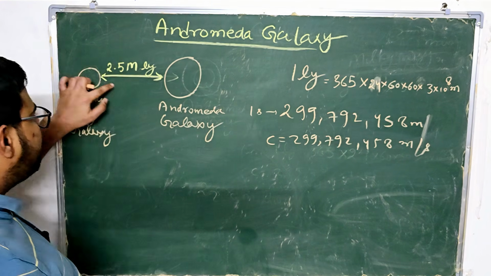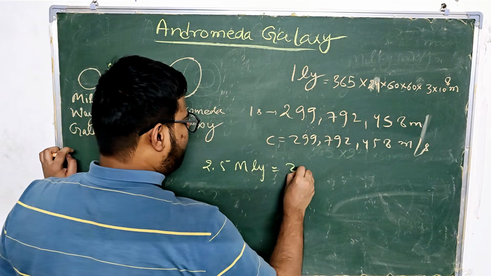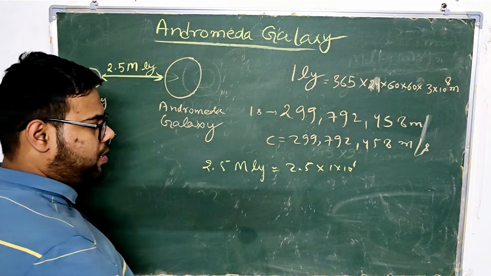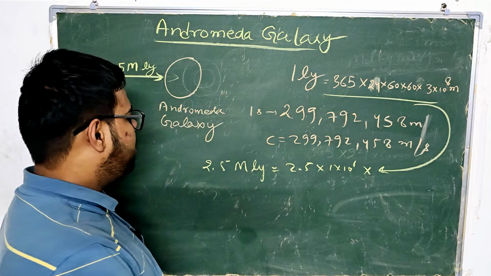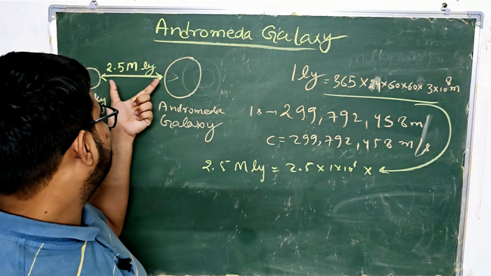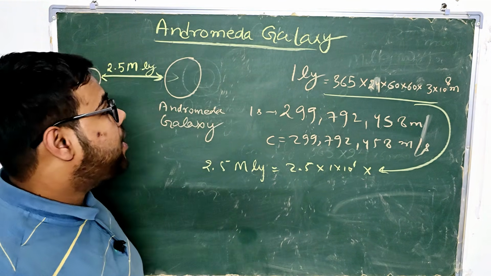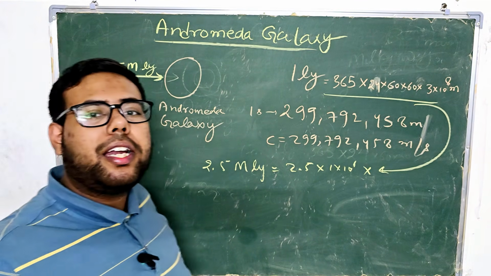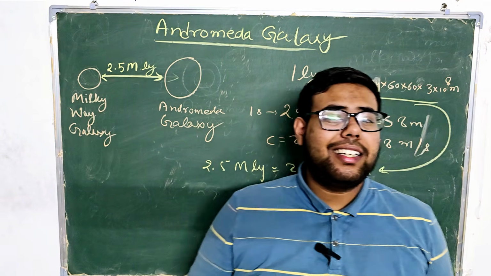So if you want to calculate this distance, 2.5 million light years is 2.5 times 10 raised to power 6 times this quantity, since 1 million is 10 raised to power 6. This is the value of 2.5 million light years, and of course it is a very big value. It means that if you travel at the speed of light, you will still take 2.5 million years to get to Andromeda galaxy. So how can we get there in a year?